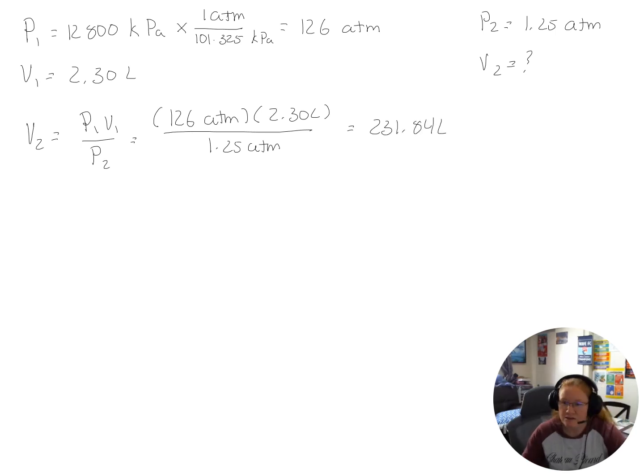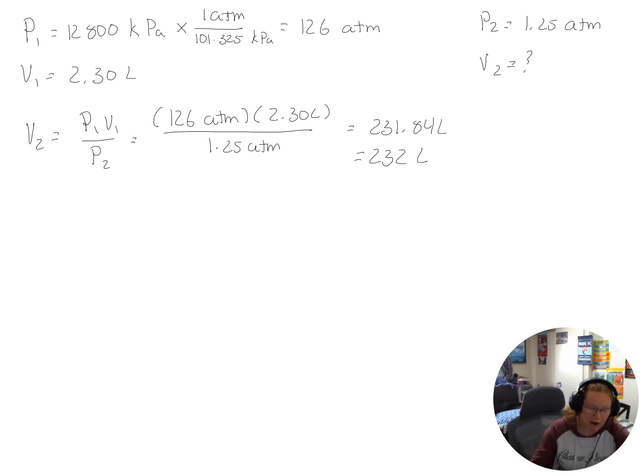All right, so that 2.3 liters of gas I have sitting at 126 atmospheres, if I were to lower the pressure to 1.25 atmospheres, now that lower pressure gives me a higher volume. And so I'm going to expand my gas out to 231.84 liters. We're going to round this to 232 liters. So at the lower pressure, I have 232 liters of gas available to me.